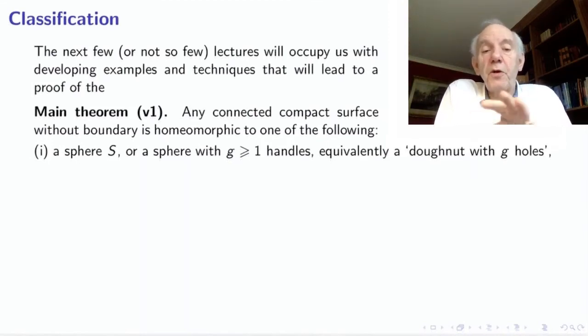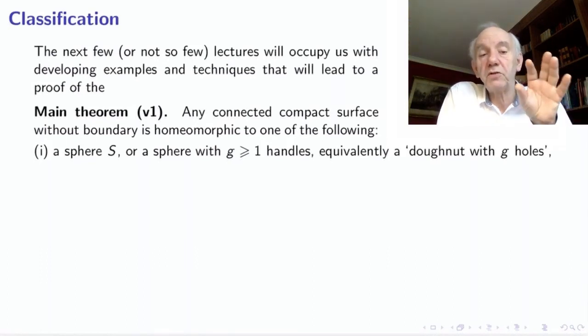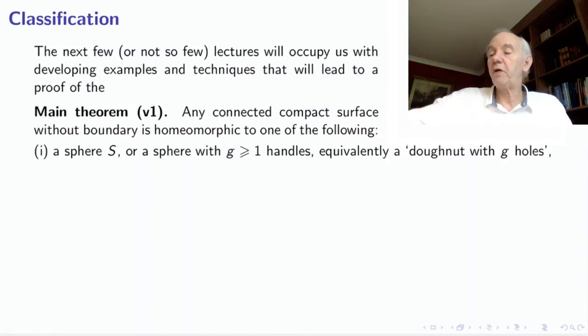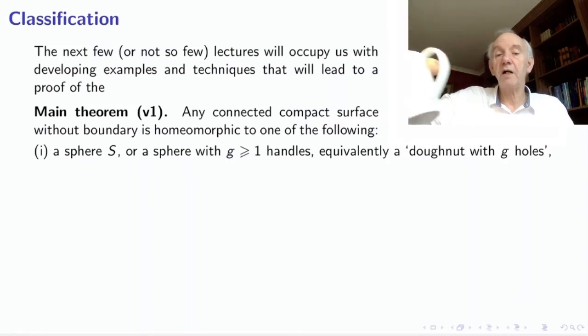Homeomorphic to just means topologically equivalent to. So any such surface is either the sphere, we've seen models for the sphere, or it's a sphere with a certain number of handles. Well, that's really the same thing as a donut with a certain number of holes. Because a sphere with a handle, you think of a sort of mug.